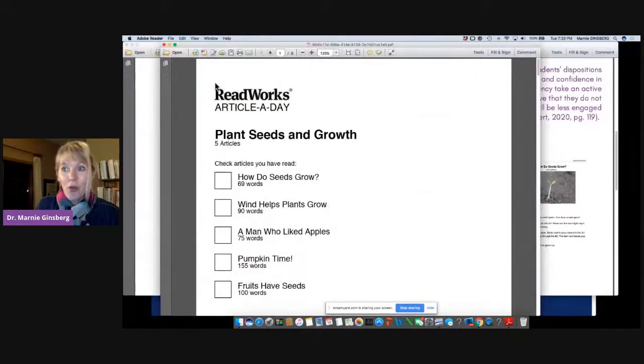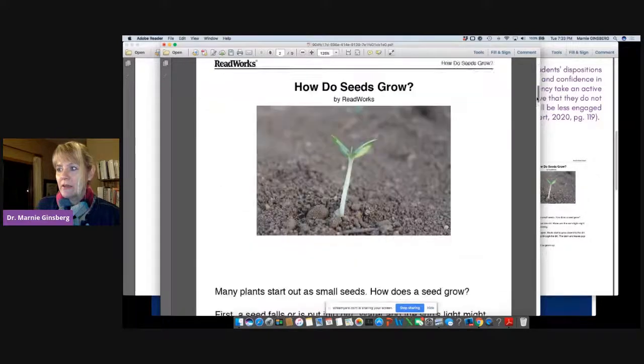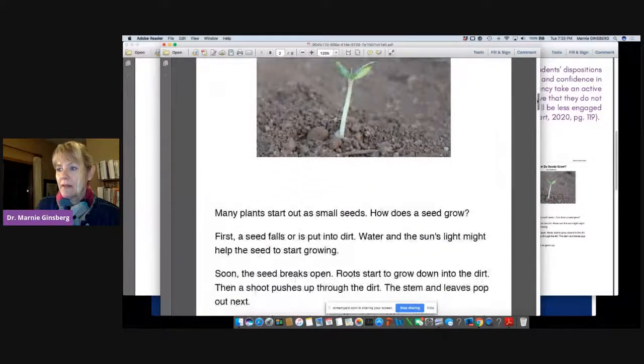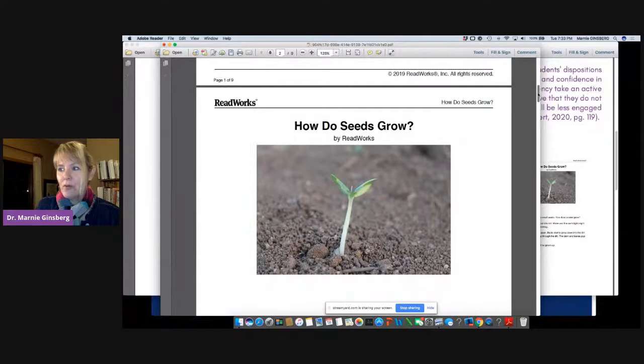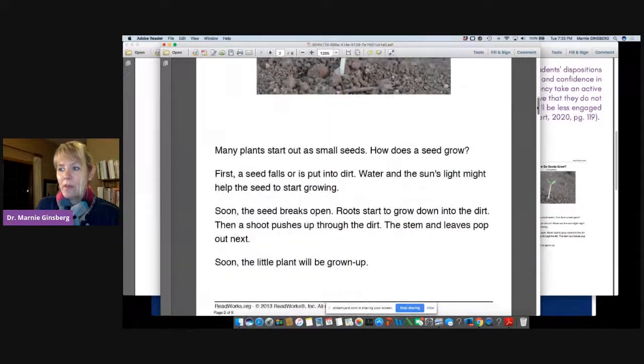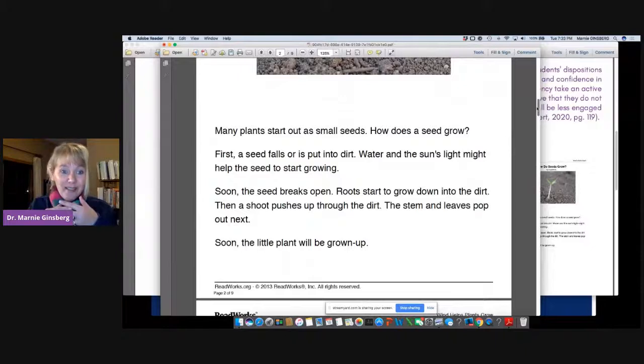Here we go. So this is a kindergarten set from Article a Day. And it's got these different passages. They're short, 69 words for the first one, How Do Seeds Grow, 90 words for the other one. Maybe this is first grade, actually. So here's one, How Do Seeds Grow? Notice how many words are repeated. You see the word seed a lot, and plant, and grow, and grown. And that's just the first passage.